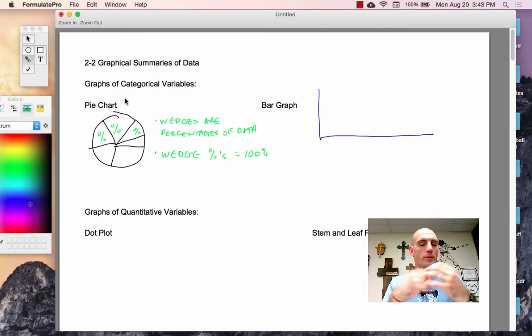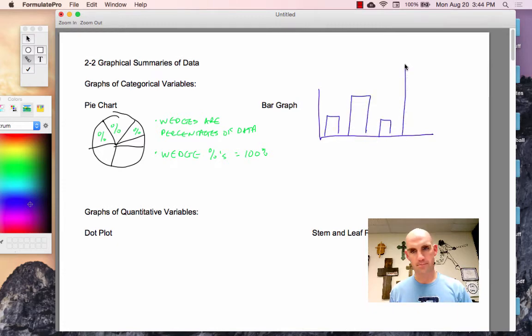of the data. When we look at a bar graph, because they're categorical, they're going to be different bars, obviously, and there's going to be space between them. The space between them denotes that we're not talking about continuous variables, right? We're talking about the bars are, again, percentages of data. And our bars are apart.